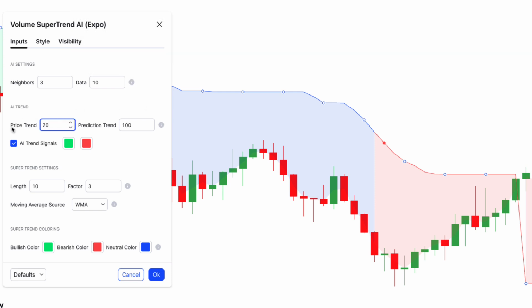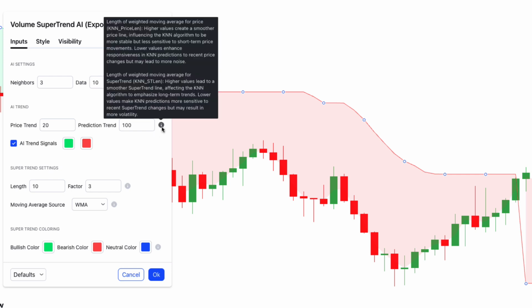Next, we have the price trend and the prediction trend. This can be tuned to be more responsive to recent price changes or to filter out noise for identifying persistent market directions. Then here there is an option to show or hide the AI trend signals.